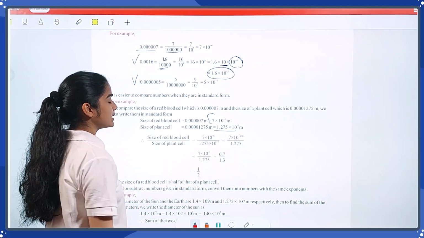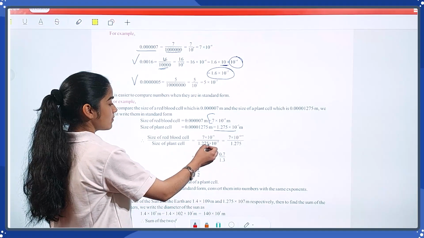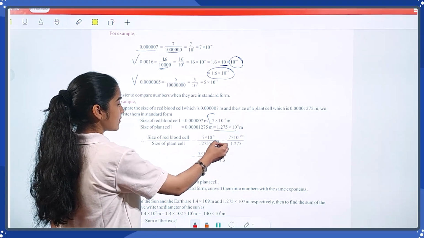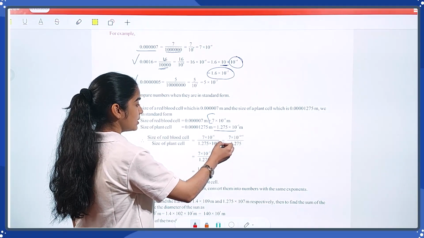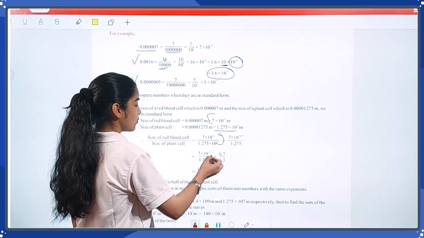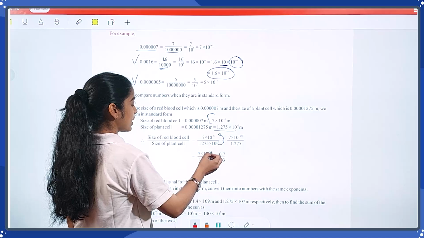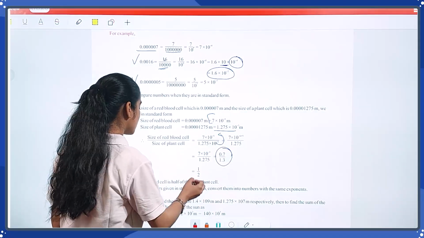So 7 multiplied by 10 raised to the power minus 6 and 1.275 multiplied by 10 raised to the power minus 5. The 10 raised to the power 5 will convert the denominator into the numerator, so it will become positive, the reciprocal of it. So you will get 7 multiplied by 10 raised to the power minus 1, and 1.275, and here is your end result, which is 1 by 2.